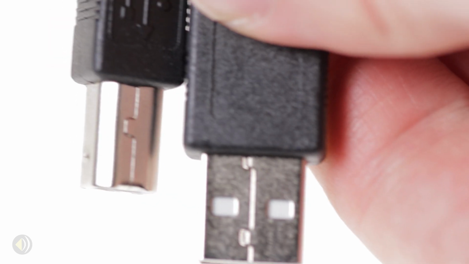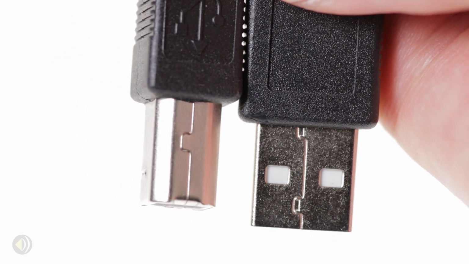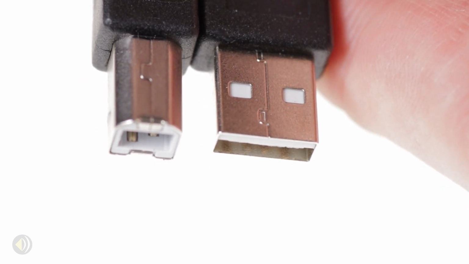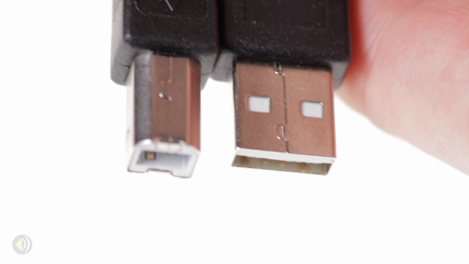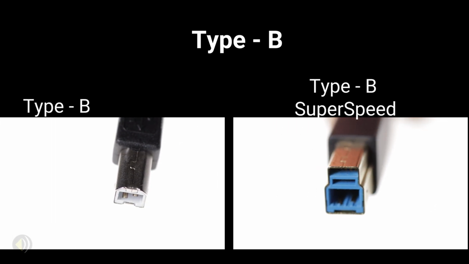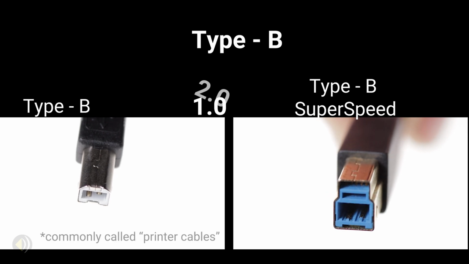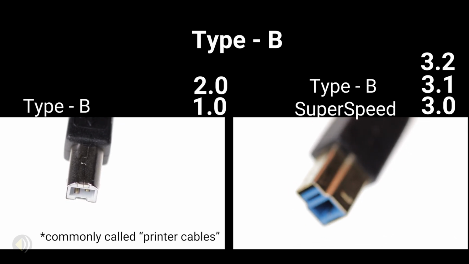USB Type B was released along with Type A to ensure devices would be properly connected together. Type A would be on the host device, while Type B would be on the peripheral device such as a printer or a scanner. Over the years, Type B has undergone several standard revisions and now actually has two physical variants, the original Type B and Type B SuperSpeed. The original Type B only maintains compatibility up to the USB 2.0 standard.